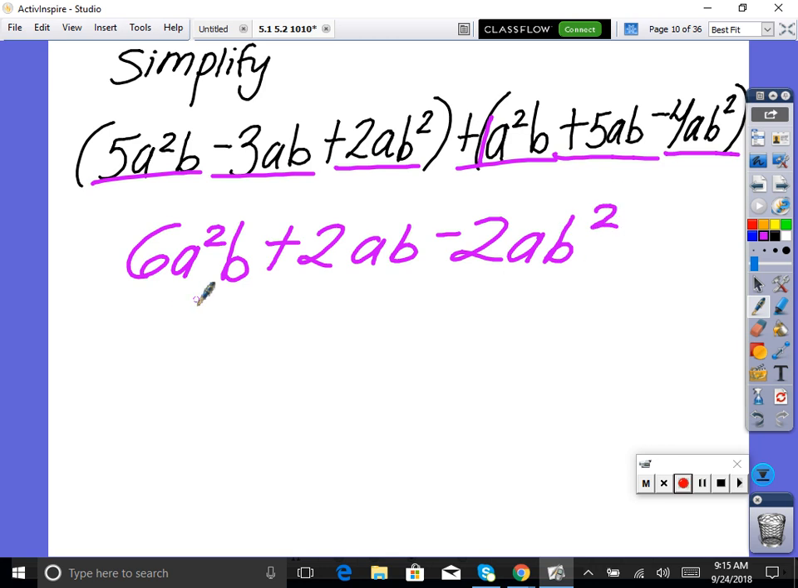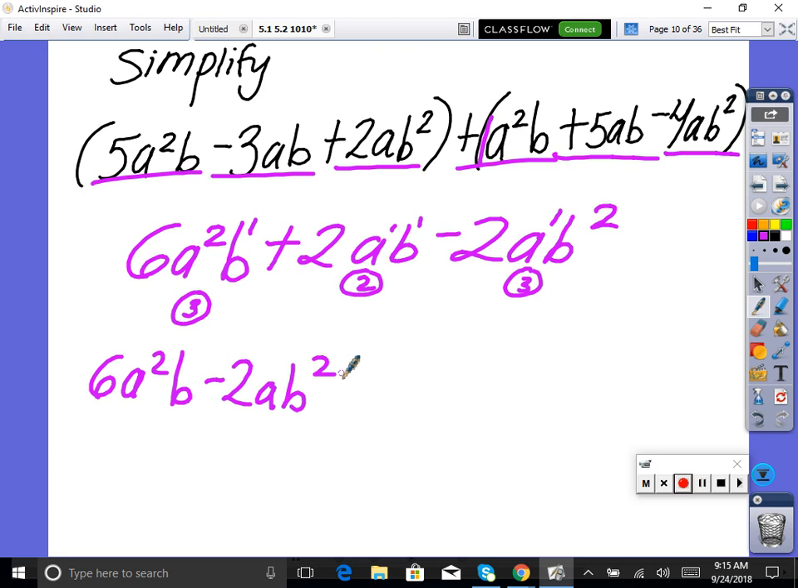So let's write out underneath. This would be degree 3, wouldn't it? This would be degree 3, and this would be degree 2. So either of these degree 3s can be written first. So I'm just going to go 6a squared b minus 2ab squared, which can't be put together. And then we have plus 2ab. Yes. Highest degree to lowest degree. Good question. So then this would be 3 terms, and it would be considered a degree 3.